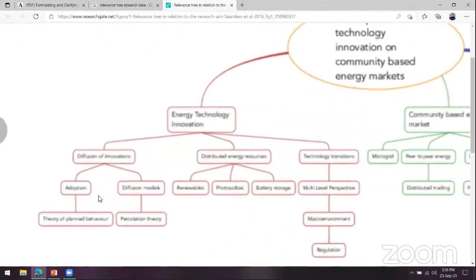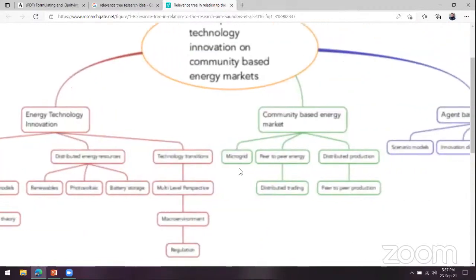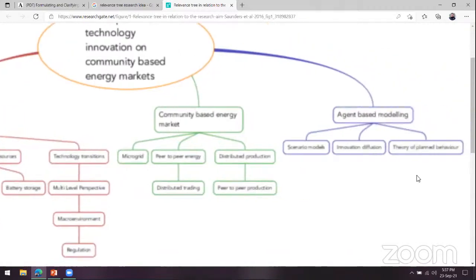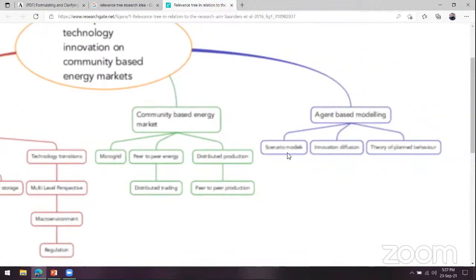Then after that, we start to write down, okay, energy, technology innovation, we have what? For example, we have the adoption, we have the diffusion model. Are we looking at renewables? Are we looking at photovoltaic? Are we looking at battery? What are the transitions that happen? And what are the community bases that we can go for? Are we going for microgrid? Or maybe we want to go for what we call peer-to-peer energy, distribution, production, okay? Or are we going for model-based, like the agent-based model, scenario model, innovation diffusion, theory of planned behavior? This is talking about the market as well as society.